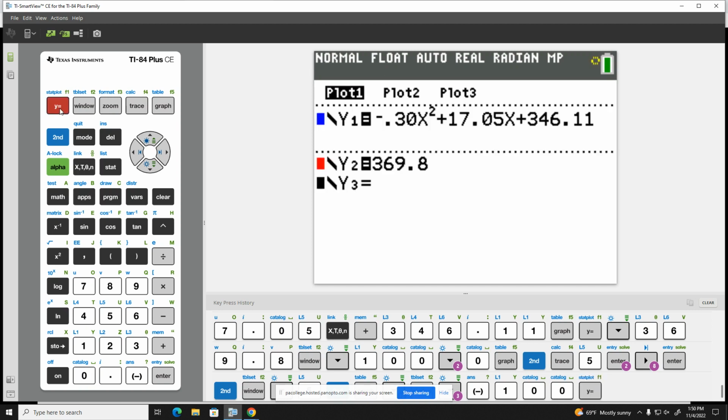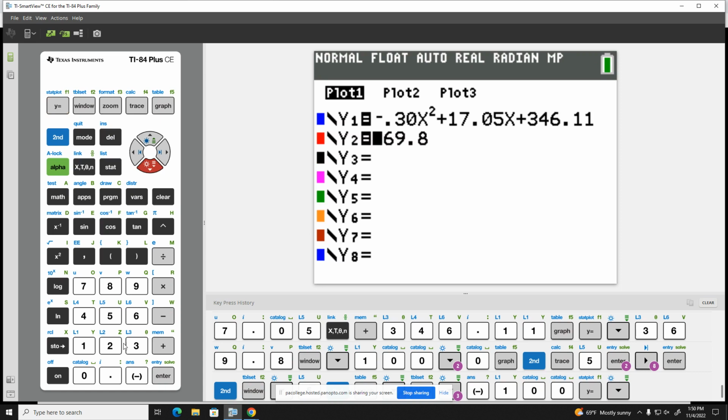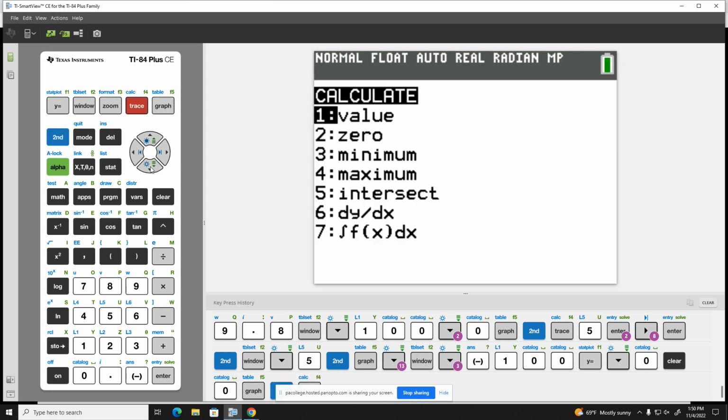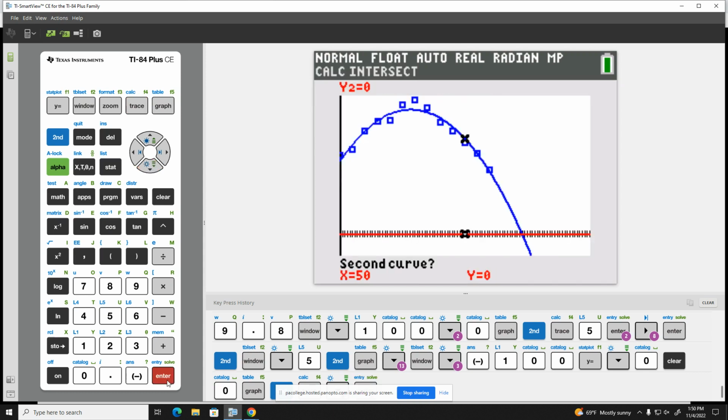Before I hit graph, I'm going to go back to my y equals, and I'm going to make my y2 be 0 so I can do an intersection here. We could use the zero root feature as well, but intersection is a little bit easier. So I see my red line and my blue line intersect, so second trace. Here's where I could have done zero if I had not typed in 0 for my y2. But enter, enter, enter, enter. So 72.7, or 73 years out.